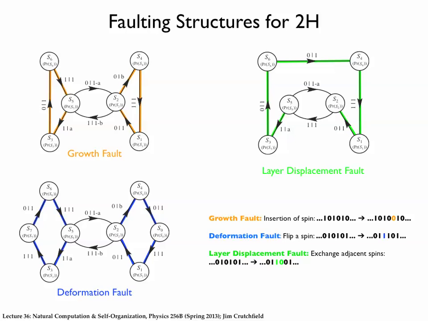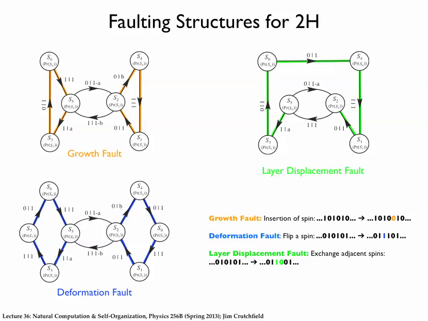2H has exactly the same kind of series of faults. A growth fault is just an insertion of a single spin, let's say a zero, and this is where the 2H structure lives. If we insert a single 0, instead of going back and forth, we see a 0 and then a 1, and then a 0, and then it goes back to the same stacking structure that we had before. So when we see structures like this, we need to start thinking about the possibility that these are growth faults.